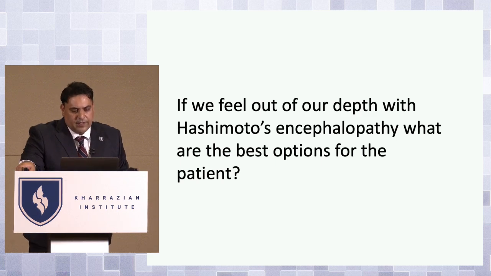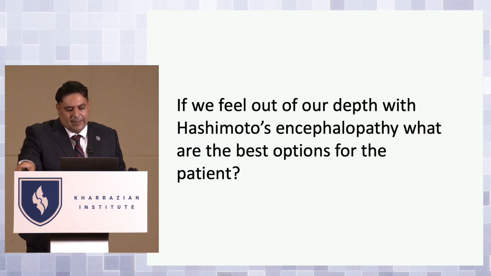If we feel out of our depth with Hashimoto's encephalopathy, what are the best options for the patient? Patients with Hashimoto's encephalopathy, they should be on steroid therapy. They need to calm that inflammation or that brain is going to get fried. It's going to get degenerated. It's going to get destroyed. So anytime you have a Hashimoto's patient that starts to develop stroke-like symptoms and delirium, and they all of a sudden have this acute onset, which looks like a stroke or seizures, and their antibody titers are really, really high, a trial of steroid therapy is the best way to know, and it's actually one of the best treatments to calm that inflammation.